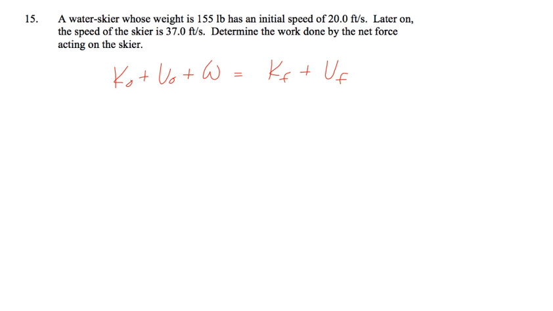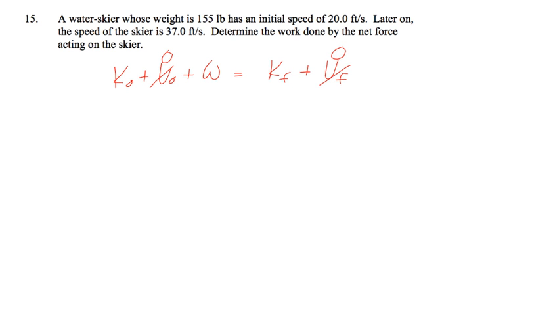So we're on water. We're not going off a ramp. They're not mentioning a ramp, so we're pretty much on a level surface. So what can I cancel out? I can cancel out UO and I can cancel out UF. Now I can't cancel out KO or KF, because there is an original speed and there is a final speed.